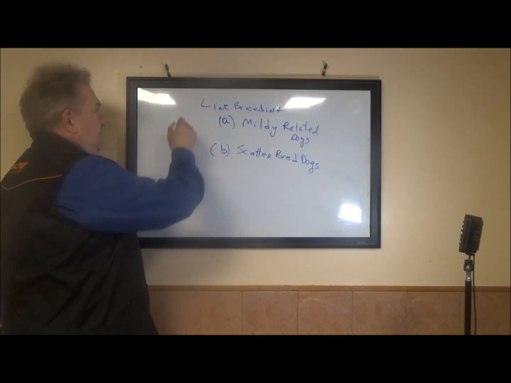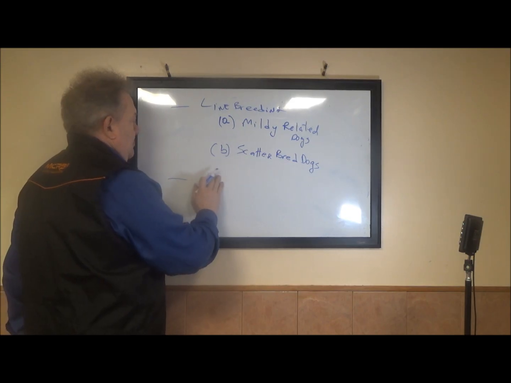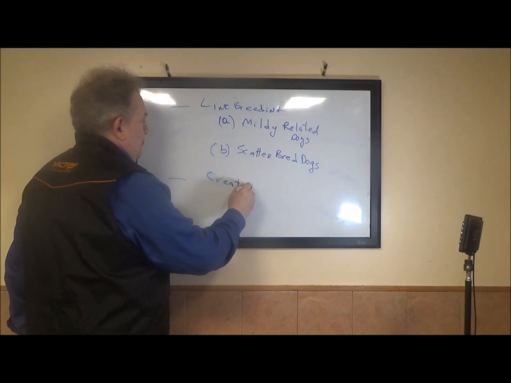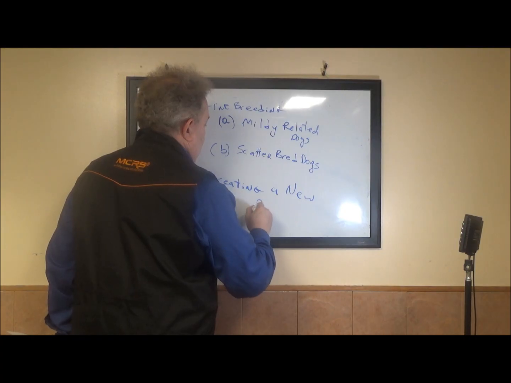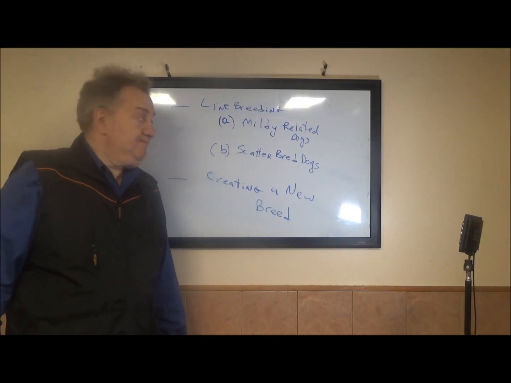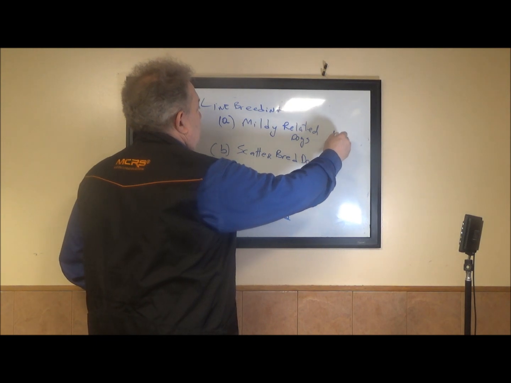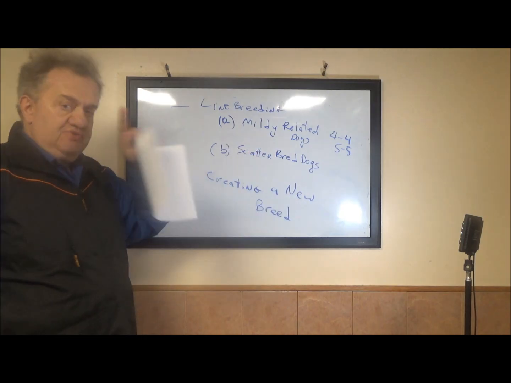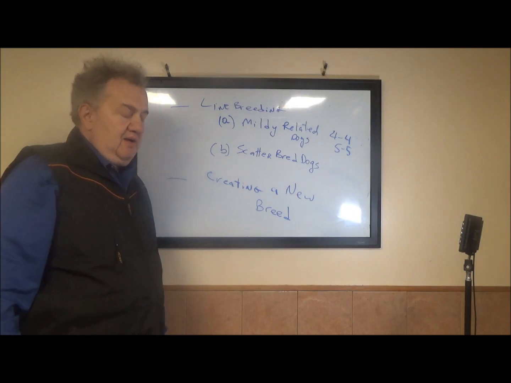And then we're going to talk about a different topic, which is how to create a breed from three breeds. Okay, so on my channel, you see line breeding, mildly related dogs, scatterbred dogs, no relationship whatsoever, and how would you create a new breed? I don't think we ever covered that topic.